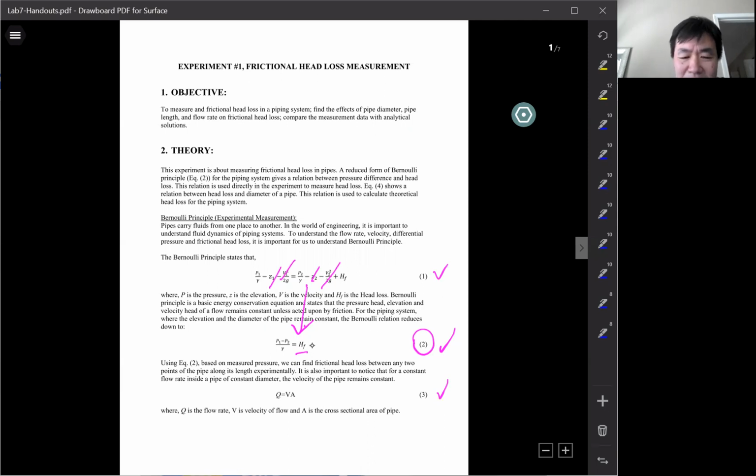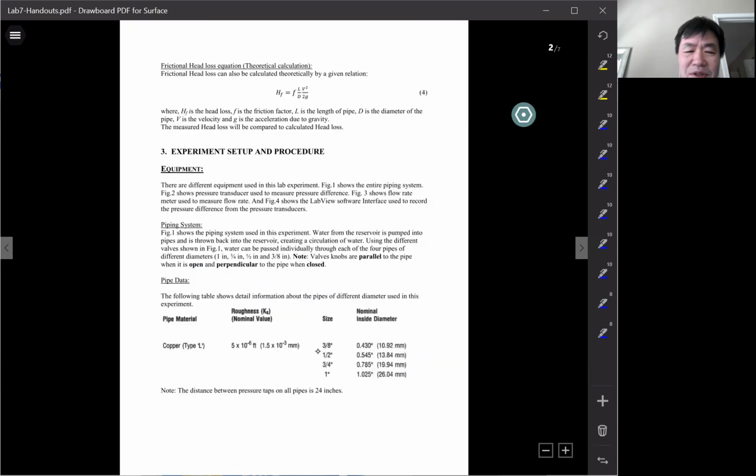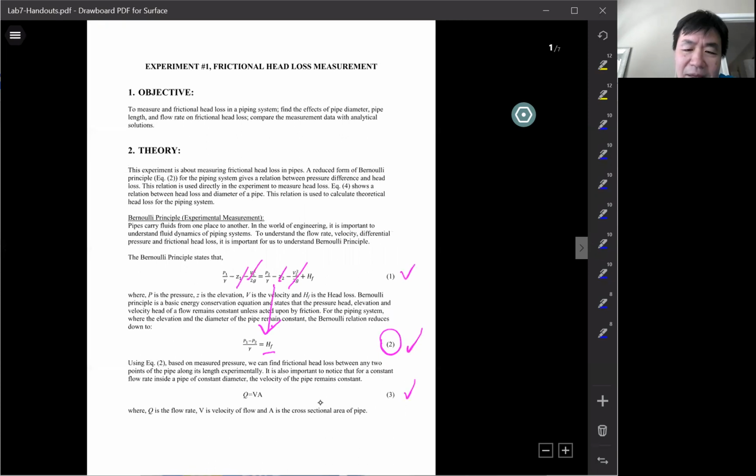So you measured the loss. How do we compare to the analytical solution? This is the theoretical head loss equation, the Darcy-Weisbach equation, right? H equals F L over D times V squared over 2G. So you need the velocity, which is read from the flow meter. GPM, the flow rate, you can convert into velocity by equation 3, okay?